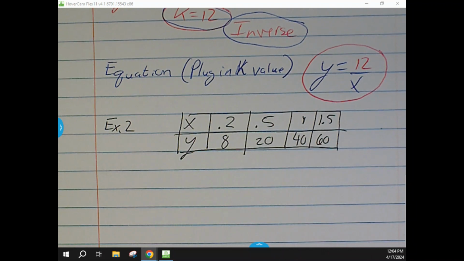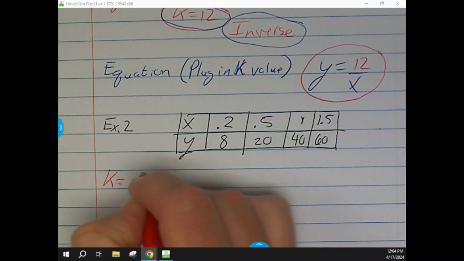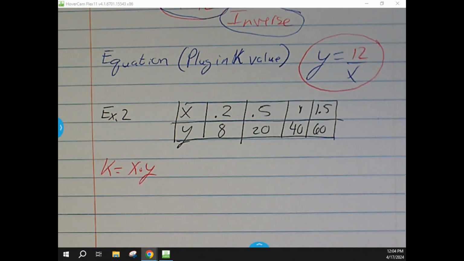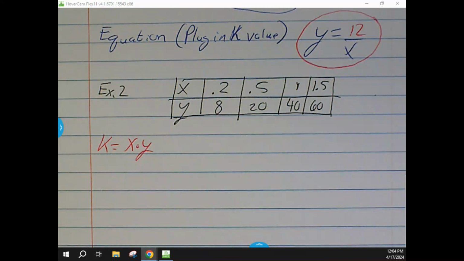Okay, so for this one, new table numbers. We've got 0.2, 0.5, 1, and 1.5 for X. We've got some decimals. For Y, we've got 8, 20, 40, 60. And again, usually multiplication is easier than division. So anytime we're doing these, we're going to check the multiplication first. So we're going to do X times Y and see what we get. And if everything is the same, we're good. If it's not, then we're going to go back and try division and see what we've got going on.